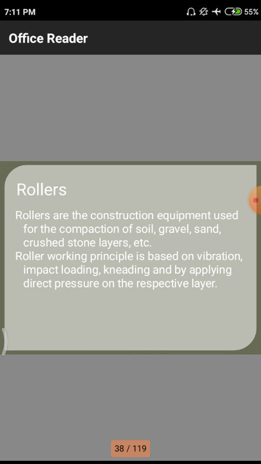Next one, kneading by applying direct pressure on the respective layers. That means we are applying direct pressure on respective layers. What does respective layer mean? In whatever field we have to densify the soil, in those particular areas we are using these rollers to increase the soil density in those particular strata. Strata means up to a particular depth we are densifying the soil, so in the respective layers we are using these roller-like mechanical equipments.